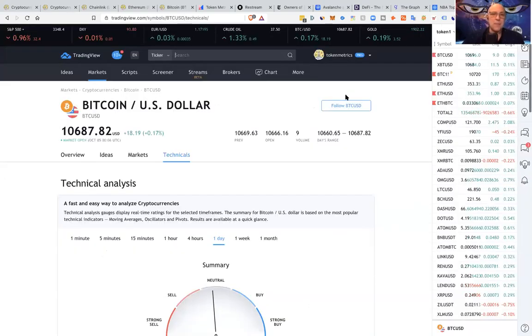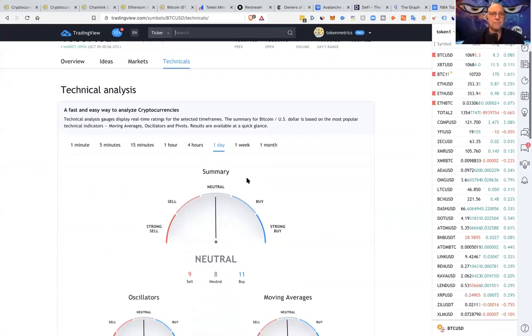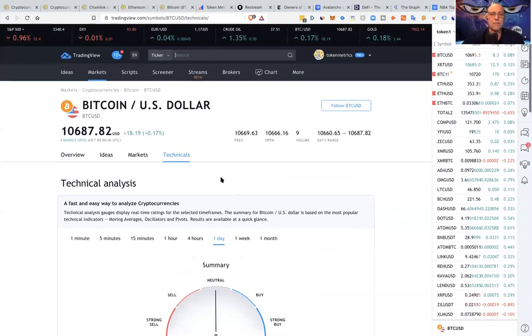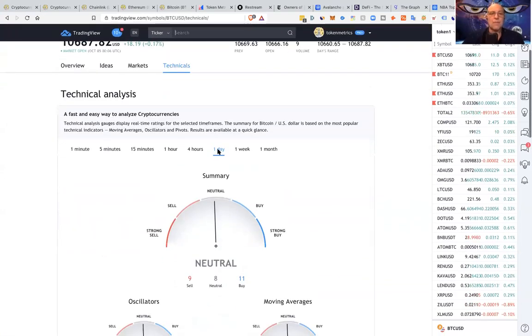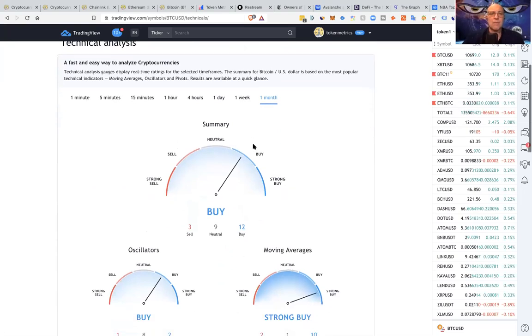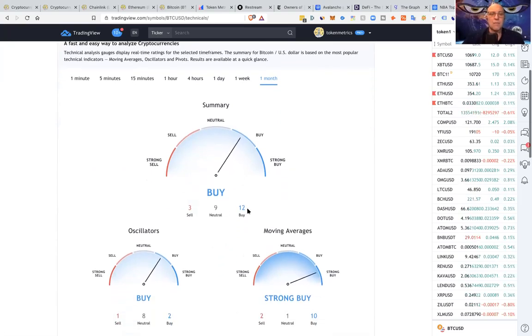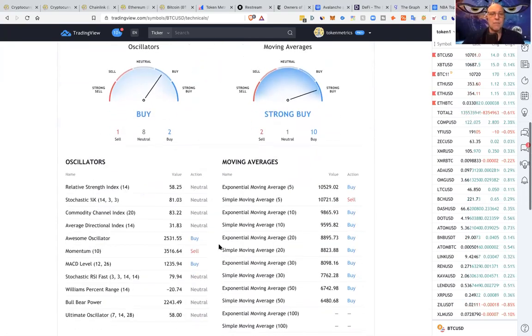Actually here, I just found it. Apologies for that. So this is what TradingView has. Now looking at this, they have 1 day, so this is for Bitcoin, for example. This is 1 month, and theirs is based on pretty much just counting how many say buy and how many say sell and neutral.